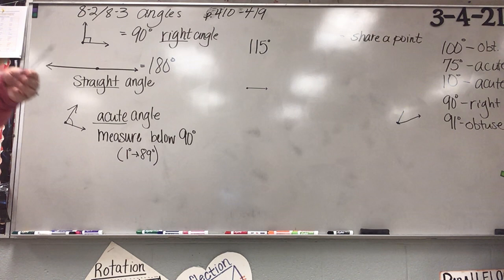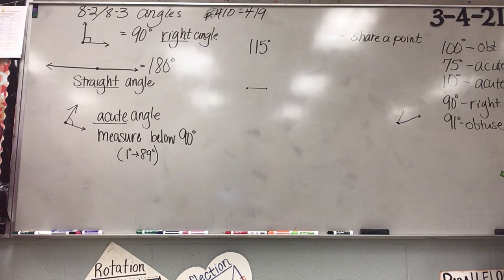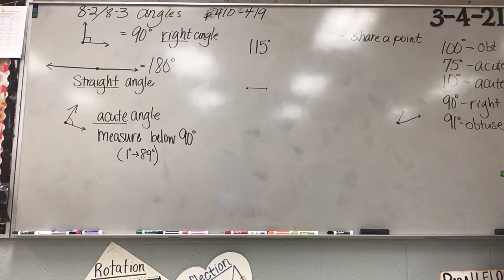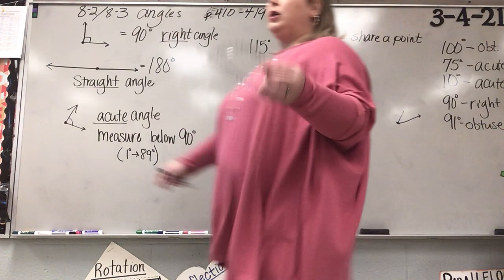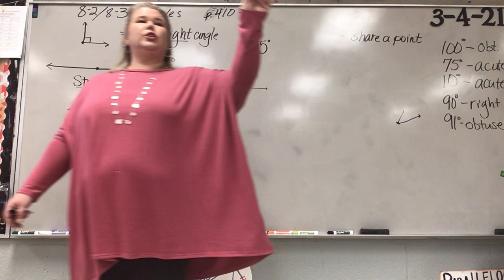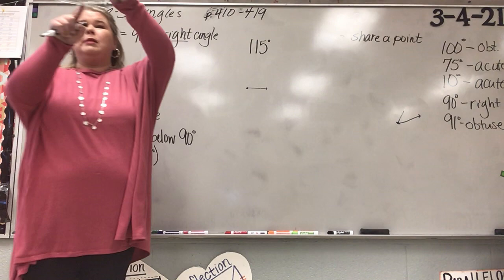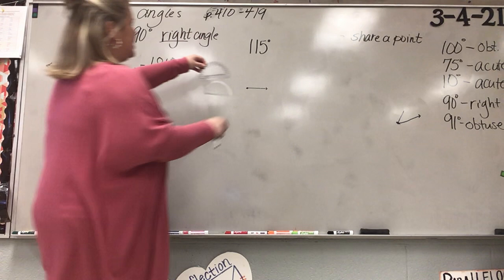Now, lay your protractors down for just a minute, and I want you to watch what I'm doing. It's all about me for a minute. Now, I use the straight edge of my protractor. Good thing that you didn't give us rulers. Looking at my protractor, you shouldn't be touching yours. I made a straight line ray on my board, right? Now, the hole that y'all saw in the bottom of your protractor, I'm going to place my vertex in it.